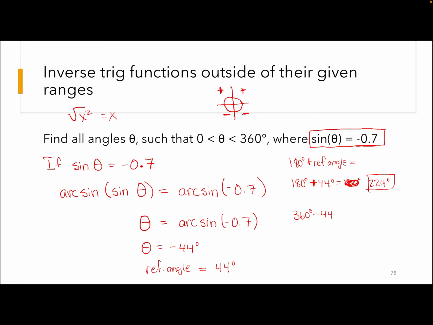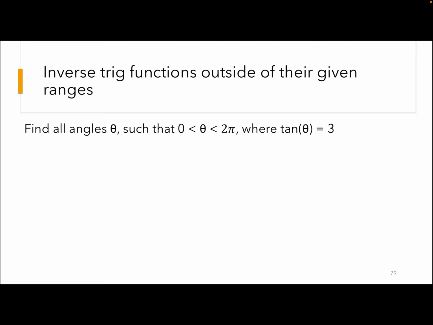So one angle is 224 and the other, since the angle is in quadrant 4, is going to be 360 degrees minus our reference angle. Actually, negative 44 plus 360 is the same thing. What's that, 316 degrees? So the two angles are 224 and 316. So we have to first find the reference angle and use that reference angle to find the angles in the appropriate quadrant.